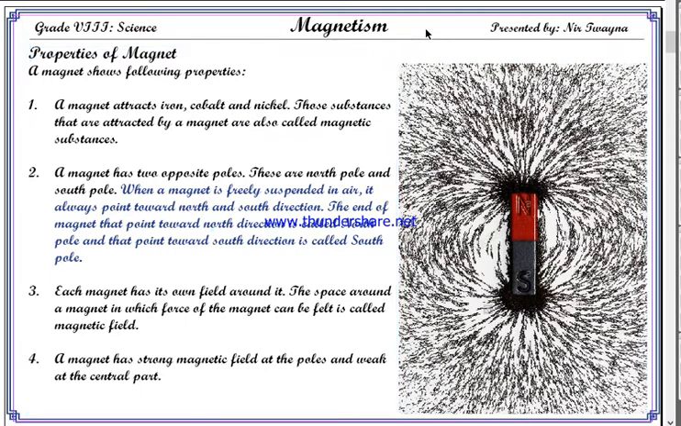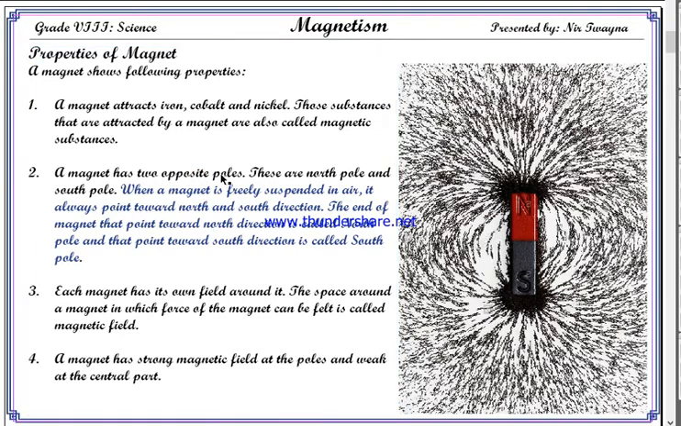A magnet attracts magnetic substances. And what are the magnetic substances? Iron, cobalt and nickel, not others. It does not attract aluminium, gold, silver or any other metals. It only attracts iron, cobalt and nickel. Any confusion? Now let's go to the second point.